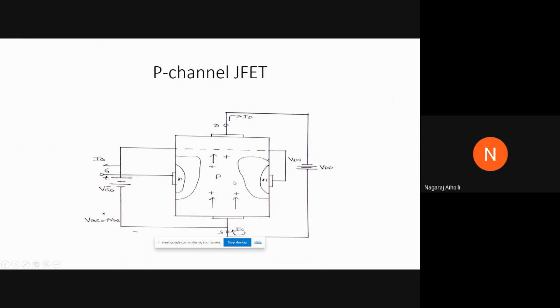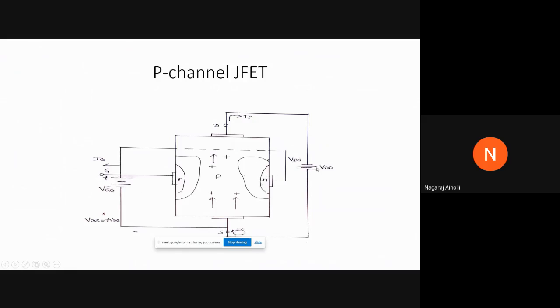So for this P-channel JFET, the terminals remain the same as those of the N-channel JFET, that is source, gate, and drain terminals. Whereas the current direction is reversed. Let us see how the current direction is reversed here. We are applying the voltage VGG, positive to negative, between gate and source, and the voltage VDD or VDS, negative to positive, between drain and source terminals.